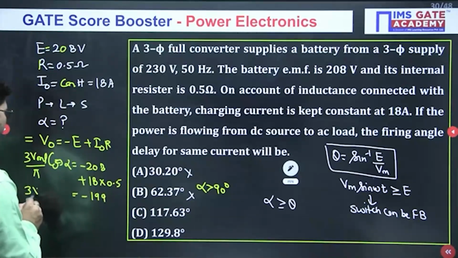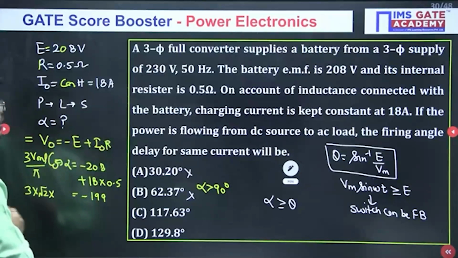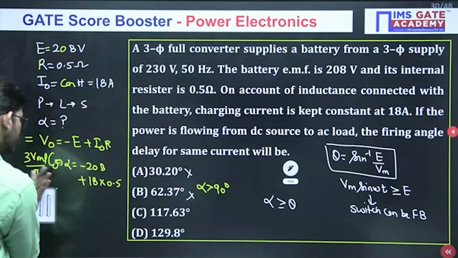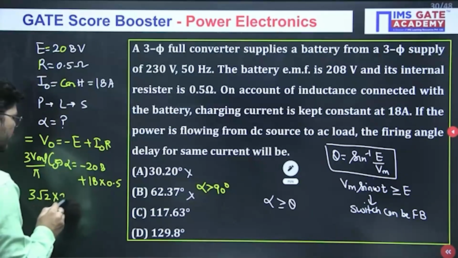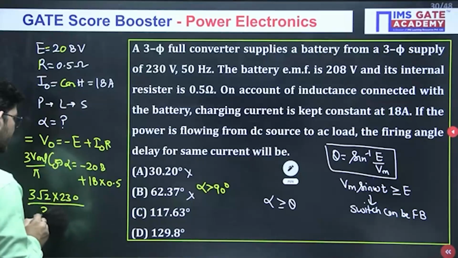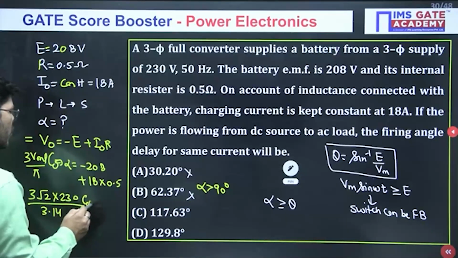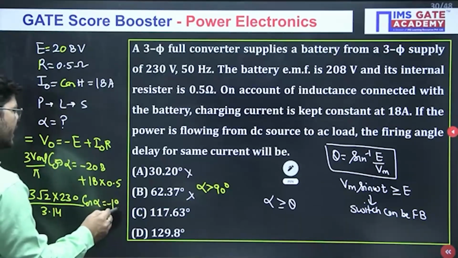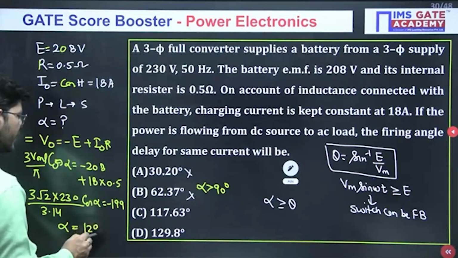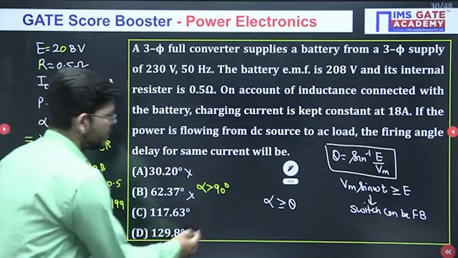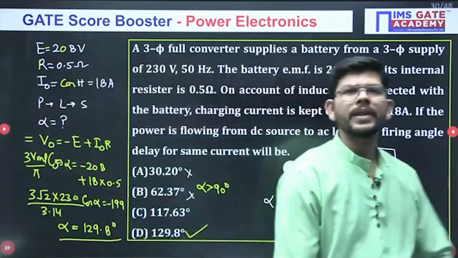And 3 into VML, the maximum value of the line voltage. So root 2 into the line voltage, which is given as 230 volt. Let me use some more space. So it will be 3 into root 2 into 230 divided by 3.14 cos of alpha, equal to minus 199. So alpha is the only unknown, and when you calculate, you will get 129.8 degrees, which is given in option number D. So D is correct.